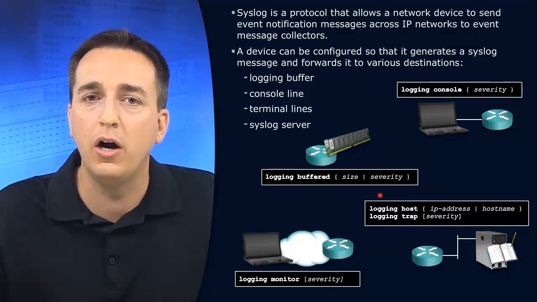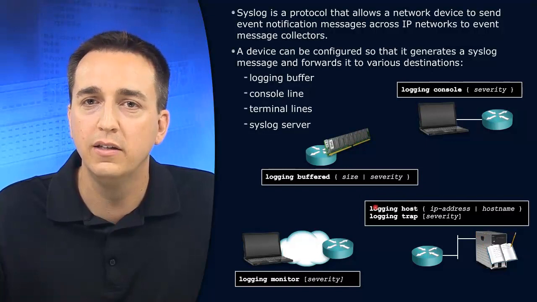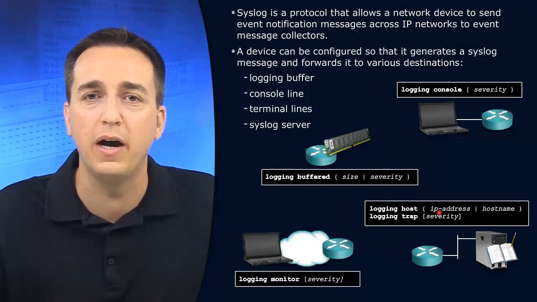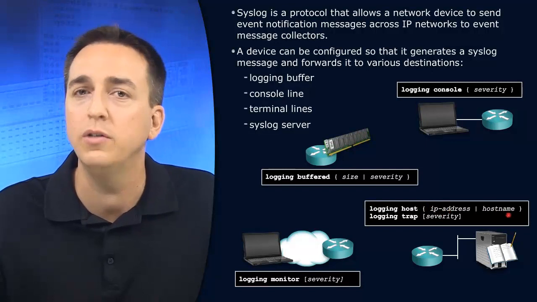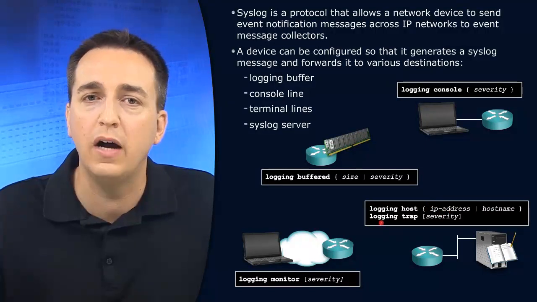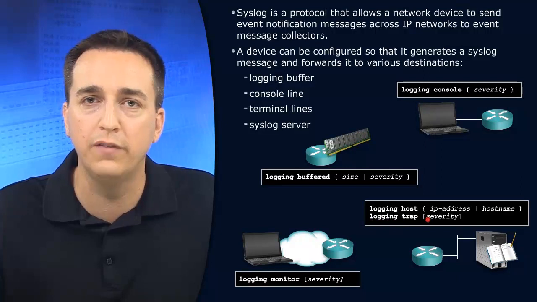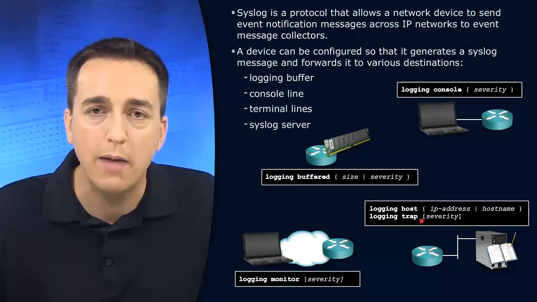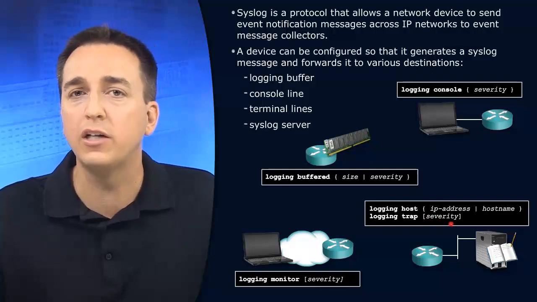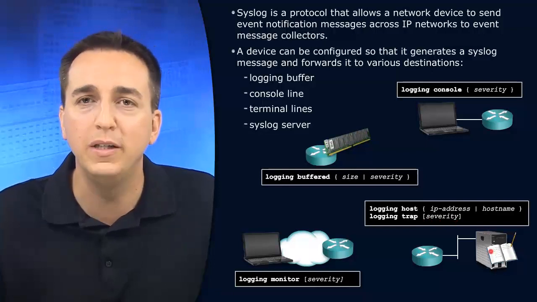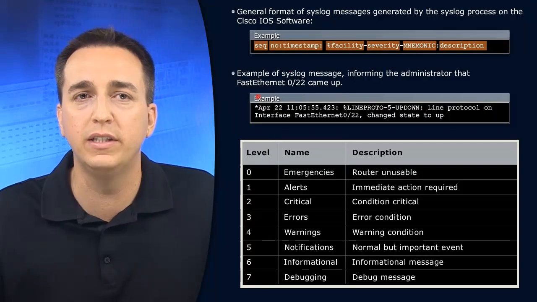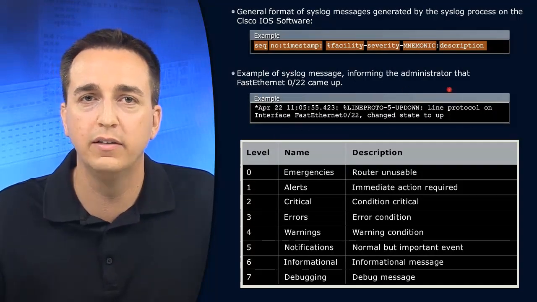So we can set up our logging host command. Logging host is going to allow us to identify who the syslog server is by its IP address or by its host name. And then we can also specify which severity level of syslog messages will be sent. By typing in logging trap and then the severity level, we can control which syslog messages will be sent to the syslog server. So here's an example of a syslog message right here.